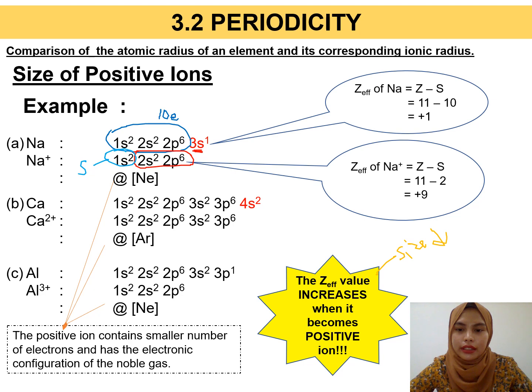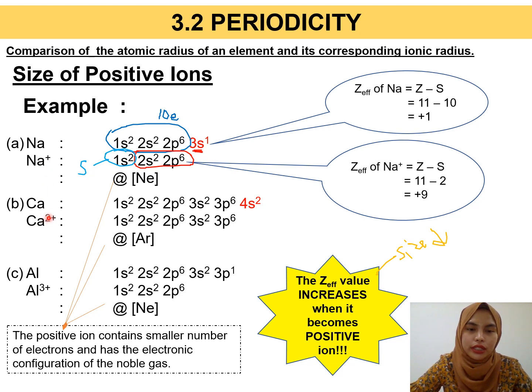Okay, so you can see there is a significant difference between the effective nuclear charge of the sodium atom and that of its ion, which is positive 9. So when the Zeff value increases, when it becomes a positive ion, the size will decrease. That's why the ionic radius of Na plus is smaller compared to the sodium atom. Okay, why? Because it is a positive ion.